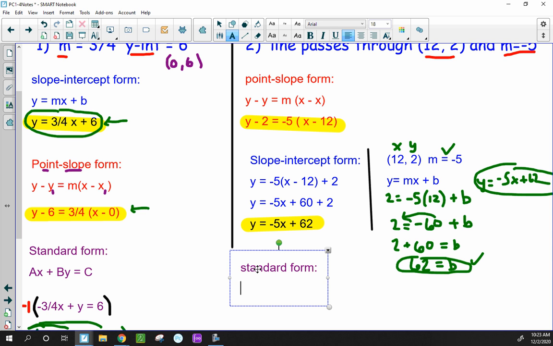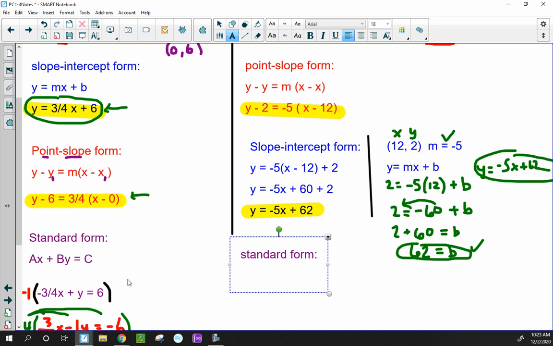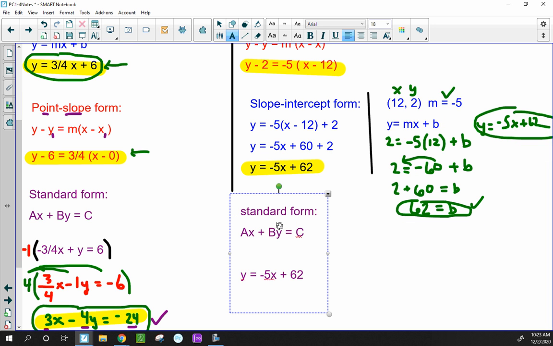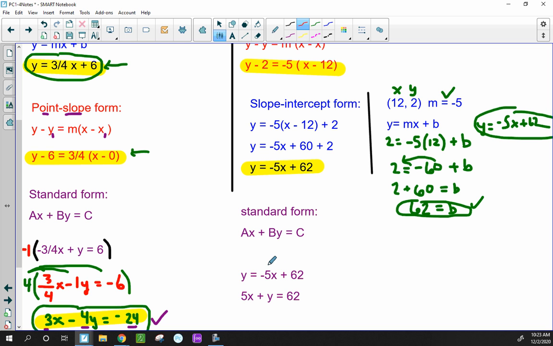Standard form. I'm going to do the same thing I did on the last problem. I know that standard form is ax plus by is equal to c. I'm going to take my answer I just found for slope-intercept form and jot that down so you can follow me here. And then I'm going to transpose the negative 5x across, make it a positive 5x plus y is equal to 62. And so that wasn't too bad at all. All I did was move this across.